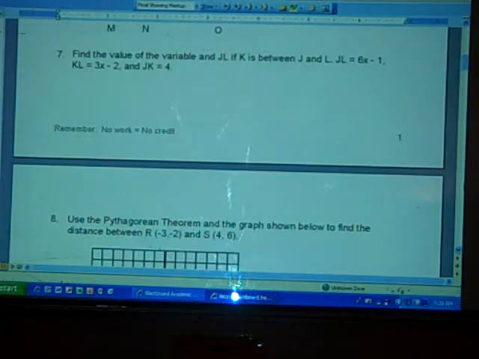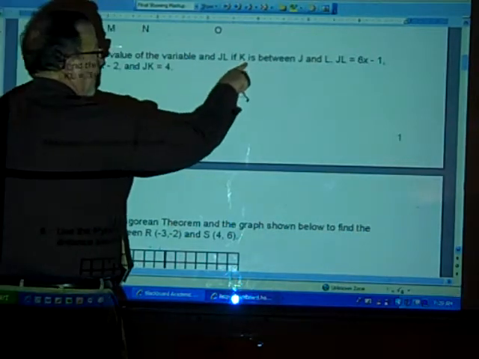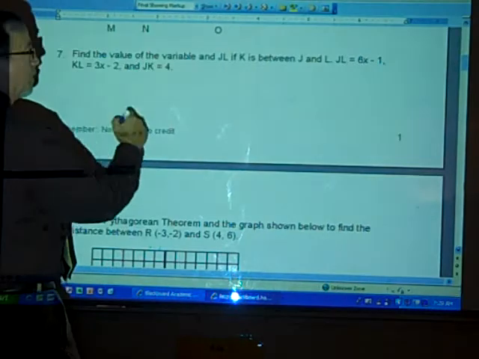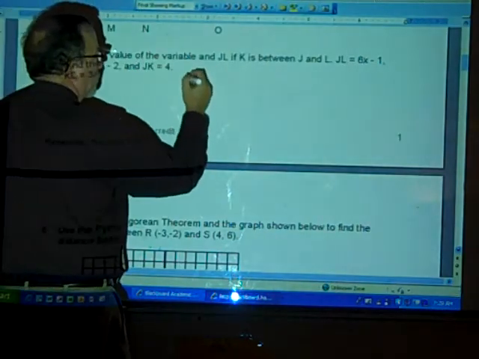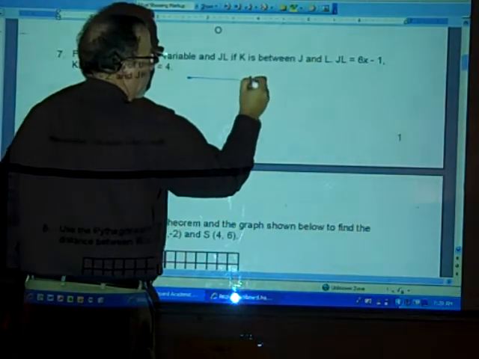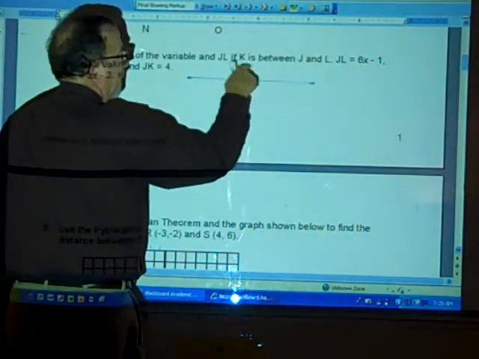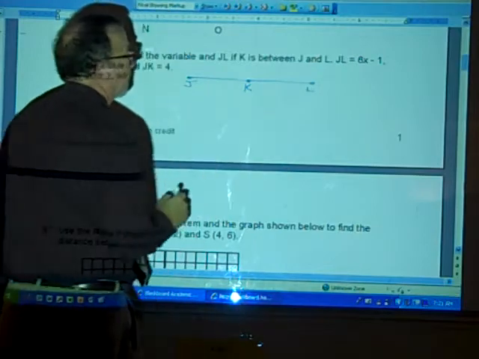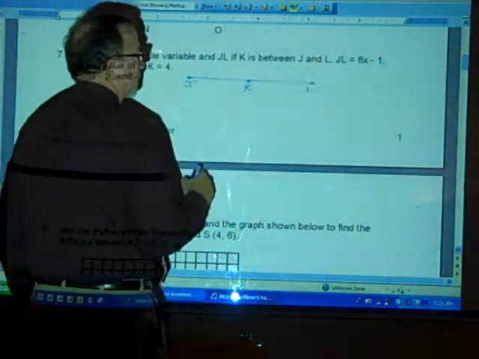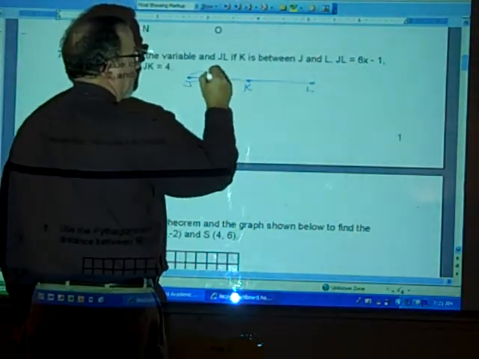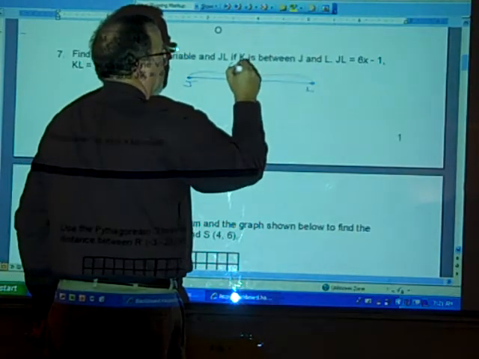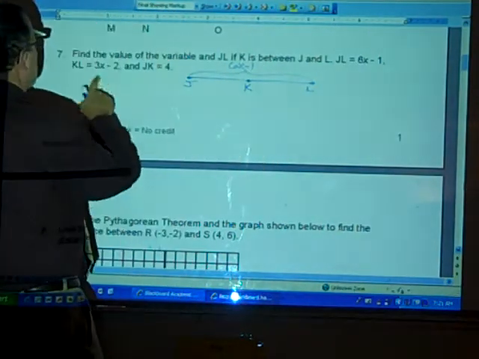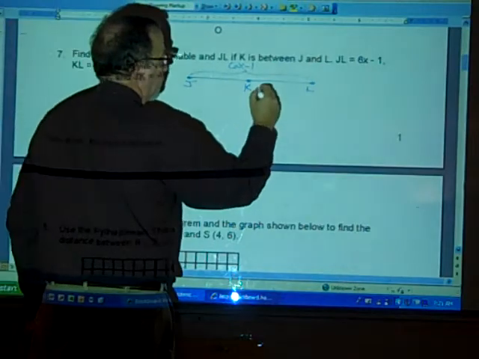Number 7 says find the value of the variable and JL if K is between J and L. Okay, so first we're going to draw a picture. 3 points in a line segment. K is between J and L, so K goes in the middle. J and L on the outside. JL is 6x minus 1. JL is the whole thing. KL is 3x minus 2.